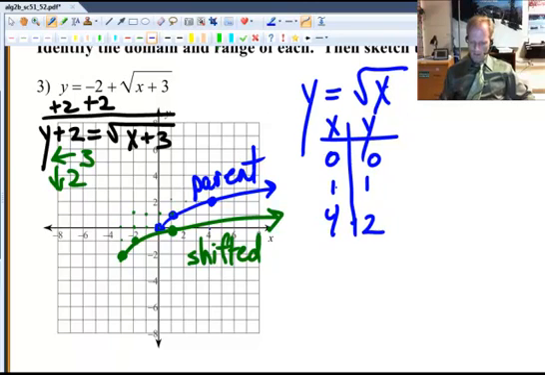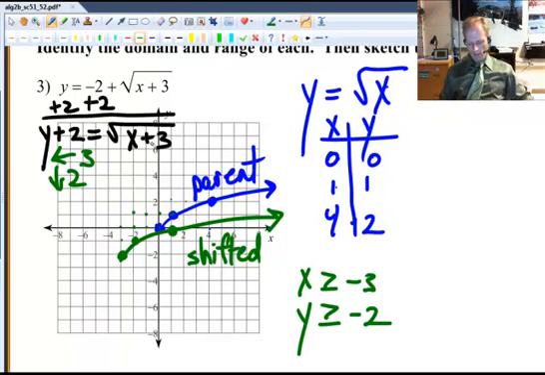And the domain and range of the shifted function, well, those would be x greater than or equal to negative 3 and y greater than or equal to negative 2. Now if you look back at the shifted equation here, I see I have a 3 beside the x and a positive 2 beside the y. You actually use the opposite of those numbers as the domain and range.